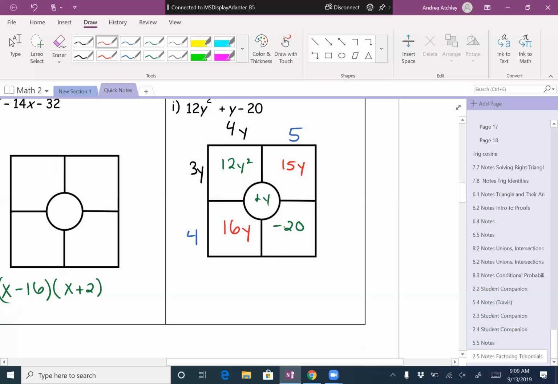Again, they're going to be opposite signs because this is a negative. So this one and this one are going to be opposite signs because I need a negative times a positive to get that negative 20. So which one needs to be negative to get a positive y? The 15, the 16 is going to be positive. To get a negative 15 here, I need this 5 to be negative. To get a positive 16 here, I need that 4 to be positive.